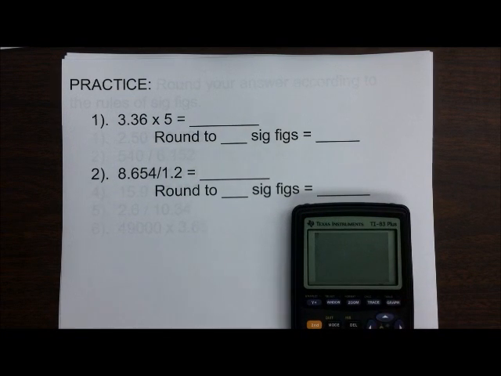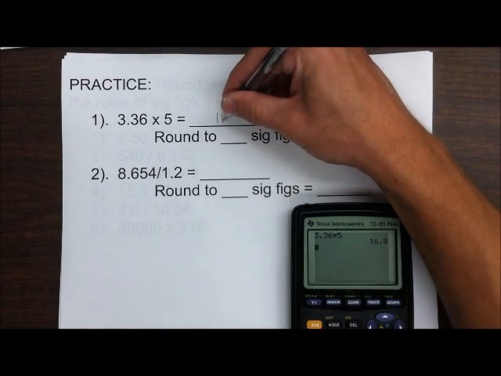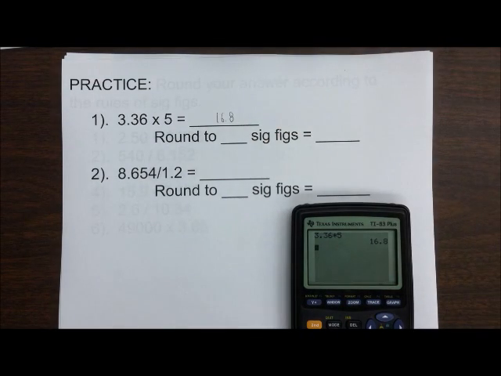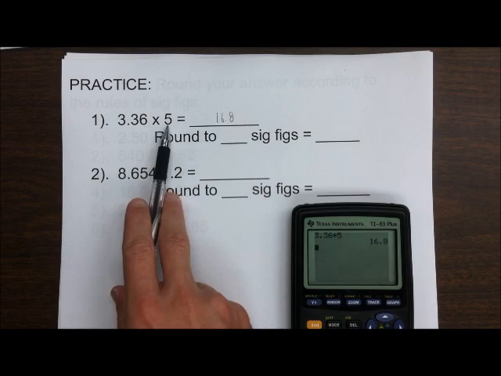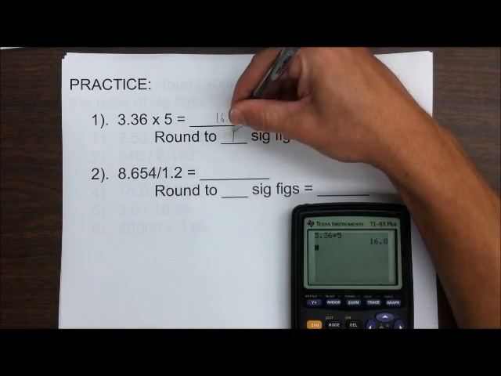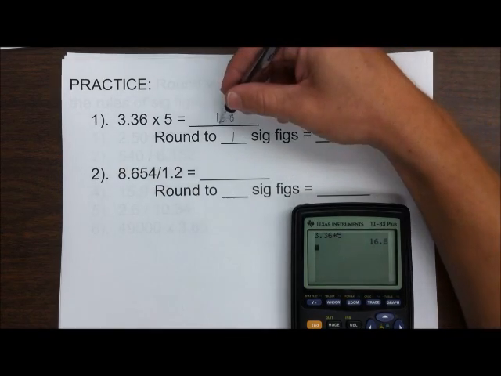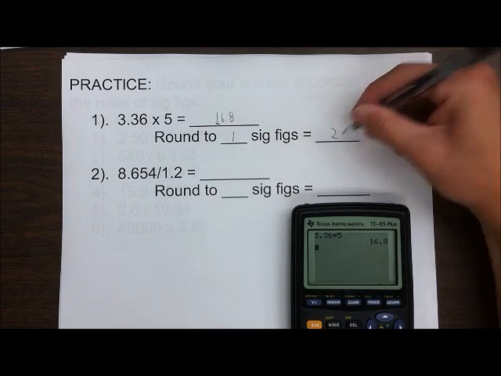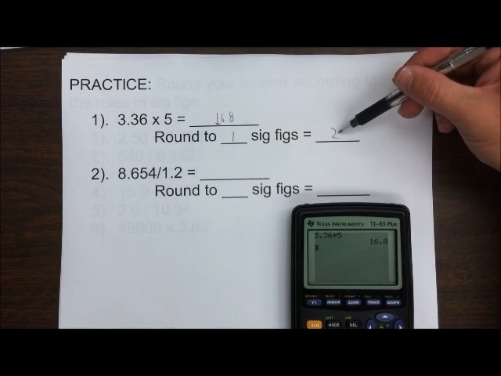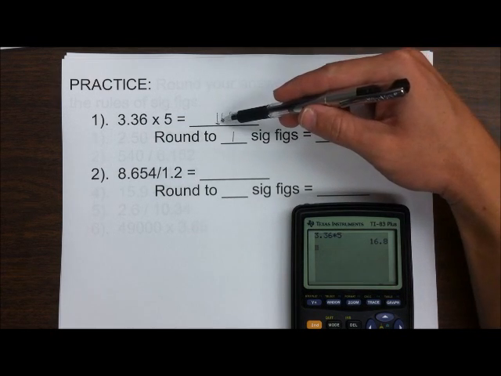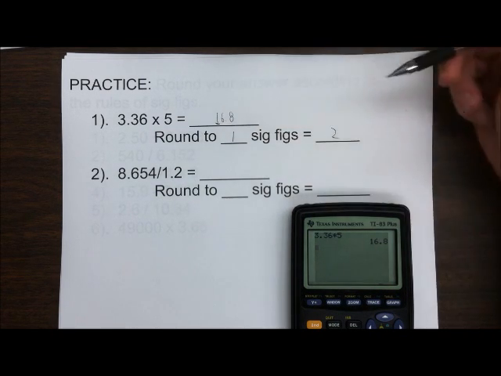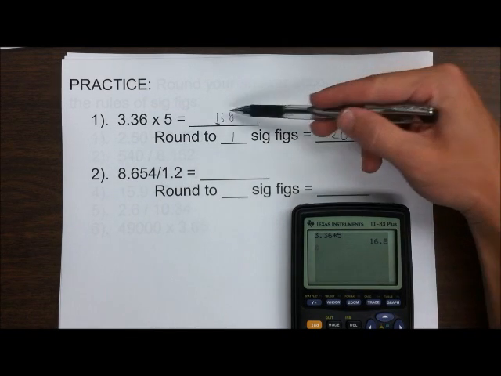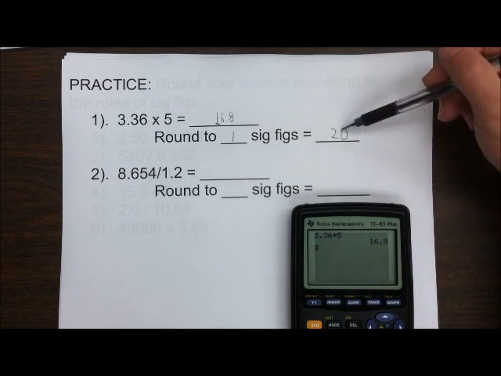So doing some math on your own, 3.36 times 5 gives you 16.8. Least number of sig figs is 1. 1 sig fig, which means we have to round this digit. Based on the 6, this goes up. But you wouldn't round 16.8 down to 2. We have to keep the place of this 6, and we're going to do that with a 0. So 16.8, rounding it to 1 sig fig, would give you 20.